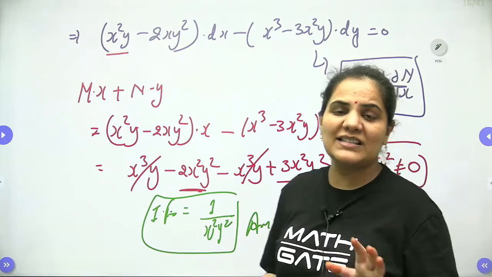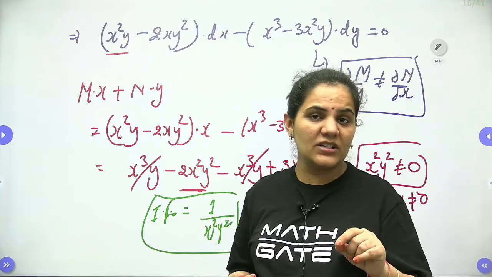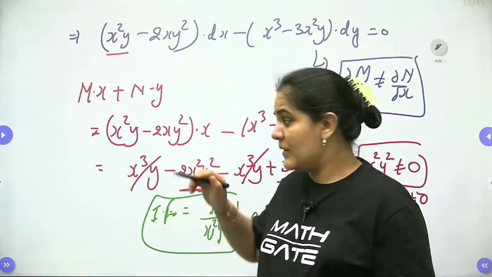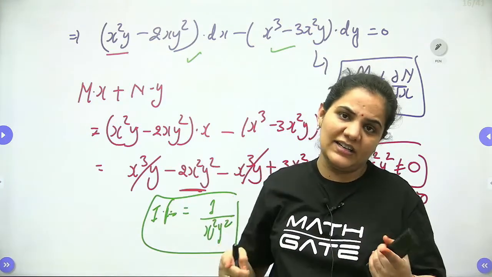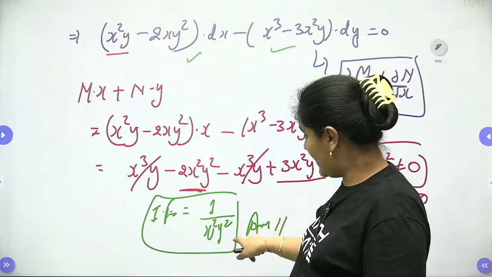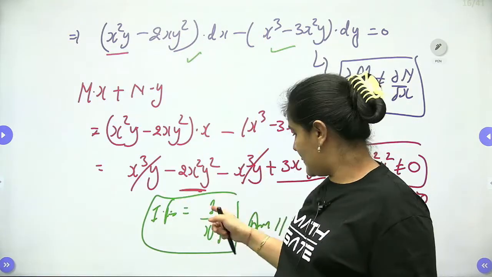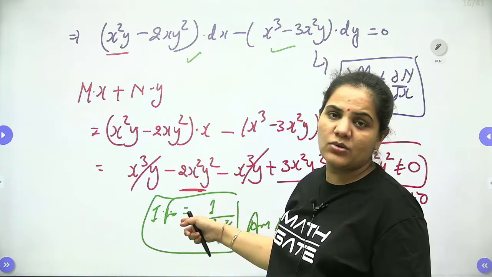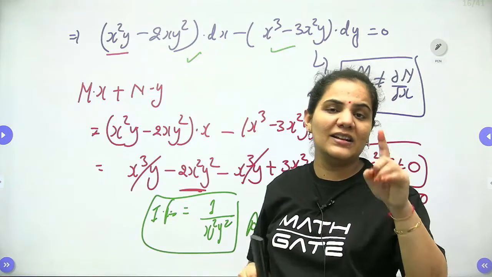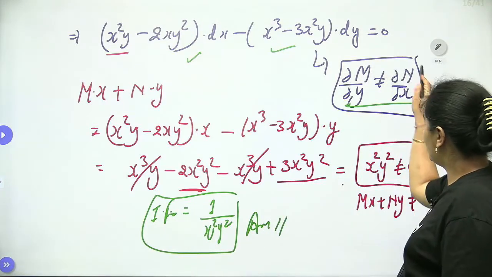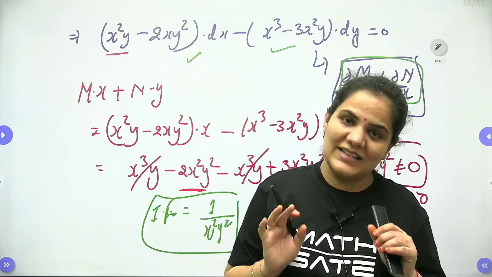So what exactly is an integrating factor? An integrating factor is a tool which converts your equation. When you multiply that integrating factor with the given equation, it converts your non-exact equation into an exact equation. If you want to check, you can multiply this integrating factor, 1 by x square y square, with this one and this one. When you multiply, you will finally get del M by del y equals del N by del x, so your equation will become exact.